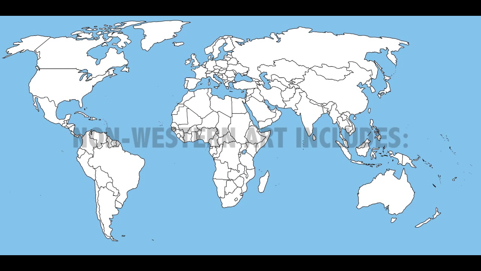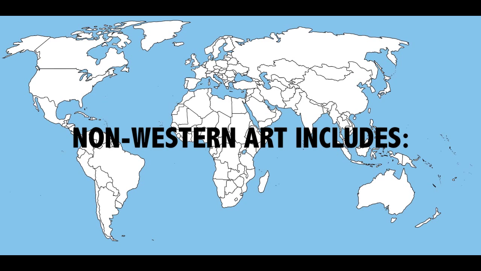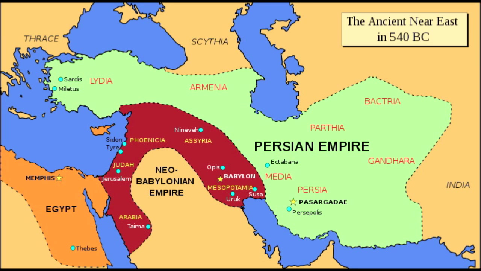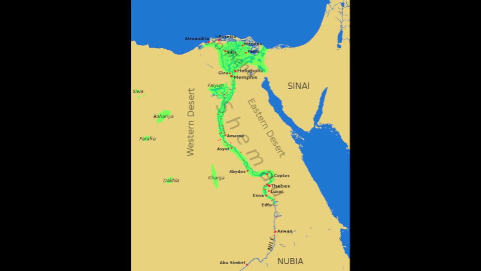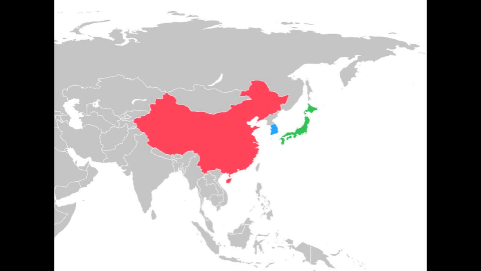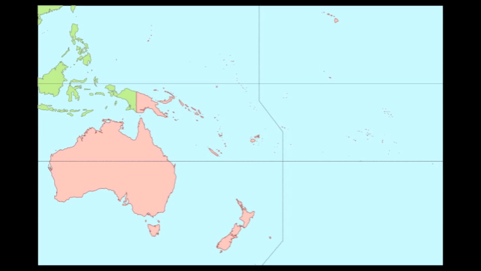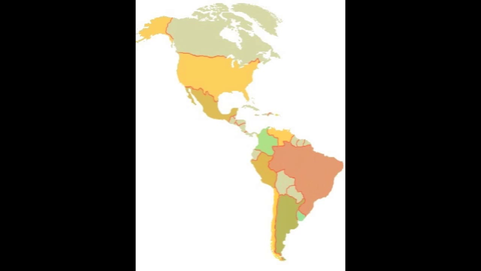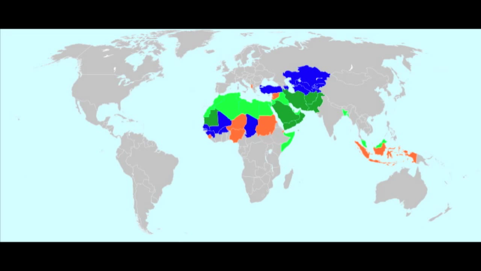Non-Western art, aka art from beyond the European tradition, includes art from the ancient Near East, ancient Egypt, Africa, South and Southeast Asia, China, Korea, Japan, Oceania, which includes Australia and all the surrounding islands, North, Central, and South America before the arrival of European explorers, and art of the Islamic world.